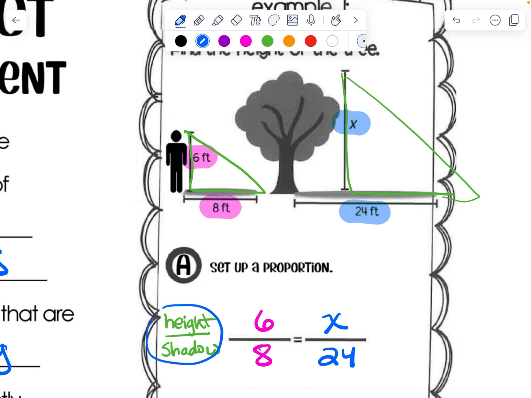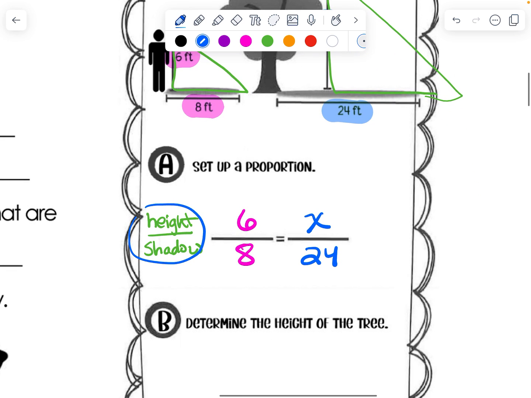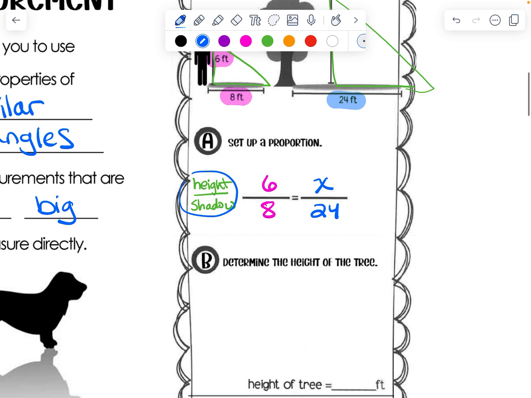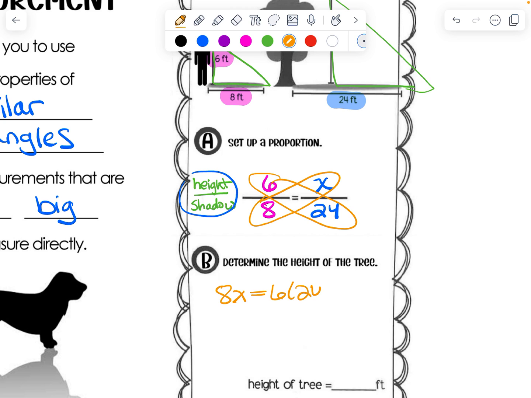All right, so now we're going to solve it. And we know that we solve it by doing cross products. I like to do the one with the variable first, so I have 8 times X and then 6 times 24. You can use a calculator as long as you're showing your work as always, and that's 144. And then we're going to divide both sides by 8 to get 18. So the height of the tree, 18 feet.